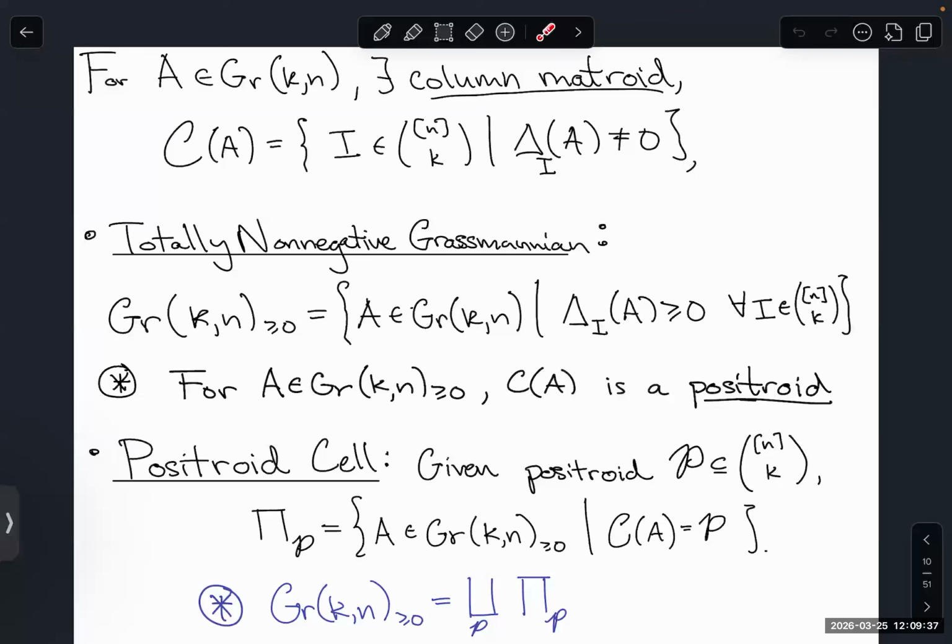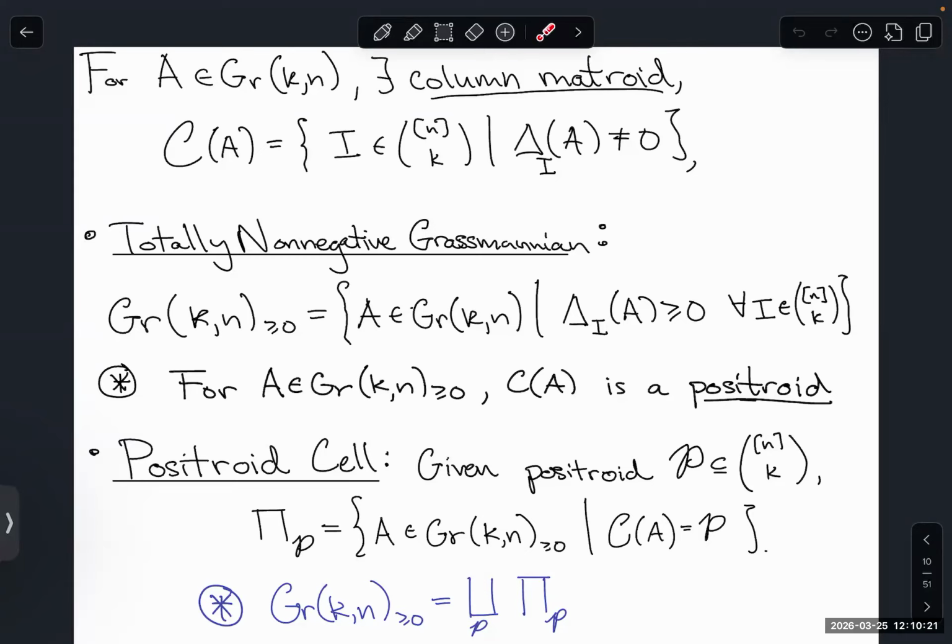in some way. And then we can consider the totally non-negative Grassmannian, which is a subspace of the Grassmannian where we cut out any points who have Plücker coordinates evaluating to negative values. In this case, when we consider the column matroid for a point in our totally non-negative Grassmannian, then this is what we call a positroid. It's a matroid with totally non-negative representation, meaning its maximal minors are totally non-negative.